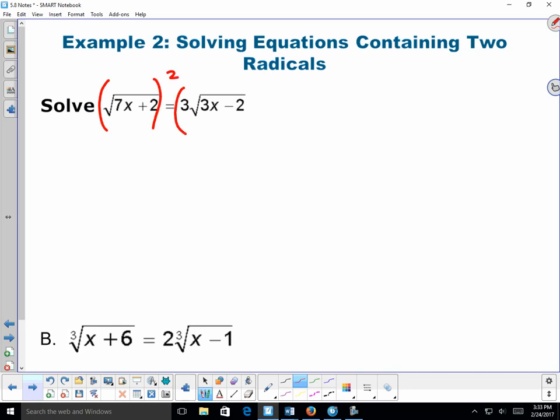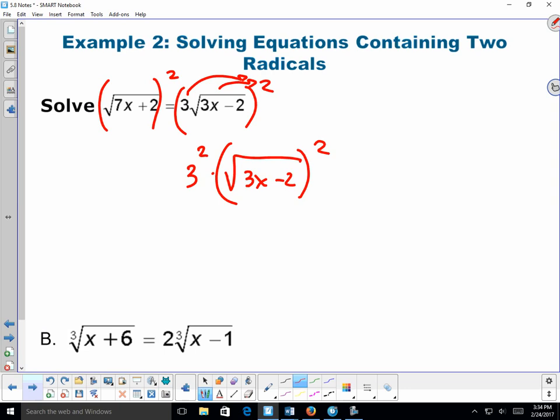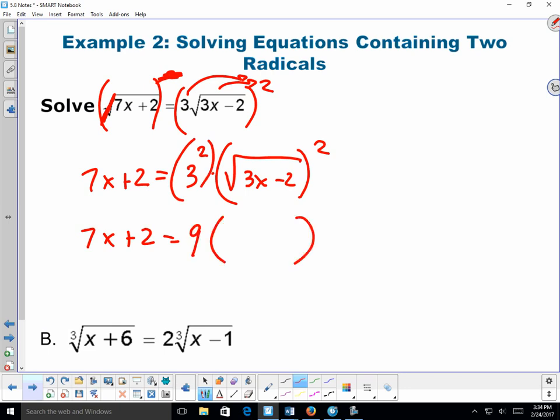All right. So I'm going to square both sides, but what I need you to notice is that the 3 is being squared and the square root is being squared. So you could even rewrite this if you want, like this, right? The 3 has to be squared and the square root of 3x minus 2 is being squared. Okay, on the left, the square rooting and the squaring cancel each other out. So I have 7x plus 2. I'm going to write that again here, equals, I know 3 squared is equal to 9, times the quantity, again, the square rooting and the squaring cancel each other out, 3x minus 2.